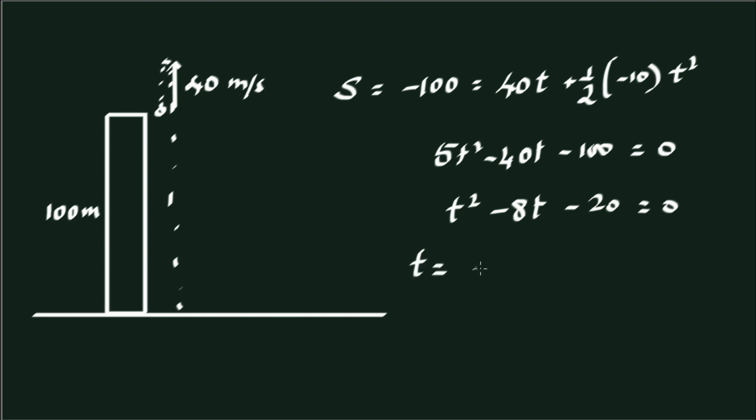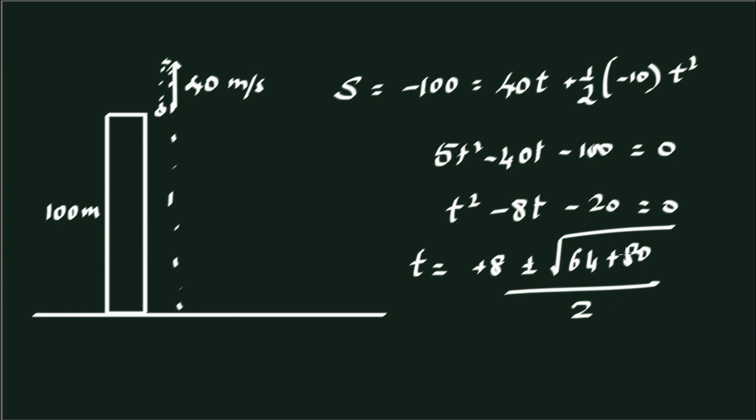So t is equal to minus b plus or minus square root of b squared minus 4ac, that is 8 plus or minus the square root of 64 plus 80, divided by 2. This is 144 conveniently. Square root of that is 12. So 8 plus 12 is 20. 20 divided by 2 is equal to 10 seconds. So we can do this problem in one step. Now there is also another answer here. 8 minus 12, that is minus 4 divided by 2, that is equal to minus 2 seconds.